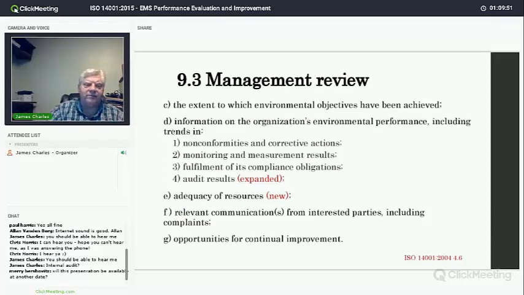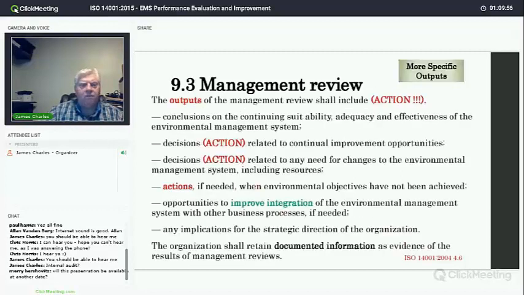F, relevant communications from interested parties. That's old news. Opportunities for continual improvement. Had to do that before. And then we have very specific outputs. So the old standard just said we will have outputs. So the new standard says we will have outputs that will include a conclusion regarding the effectiveness of the EMS, decisions related to continual improvement. If we've recommended 4 action items for improvement, have they been approved? Have they been tabled? Actions relative to the need for changes, including any additional resources.